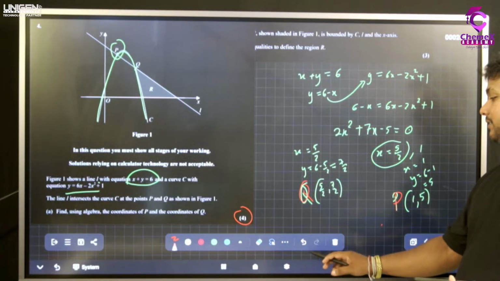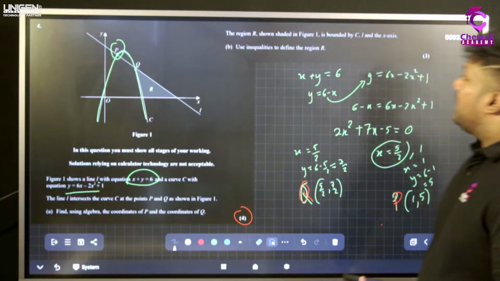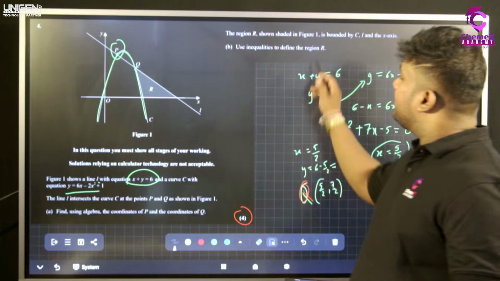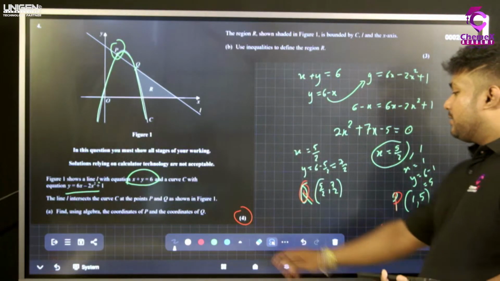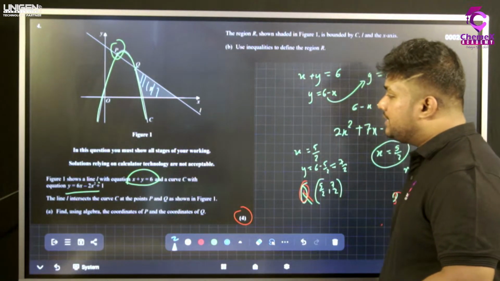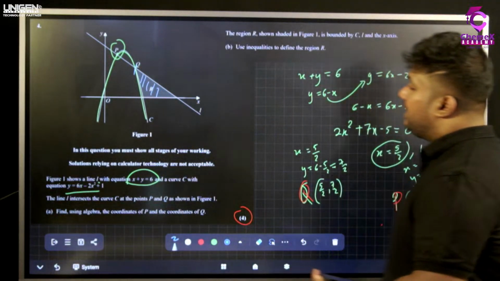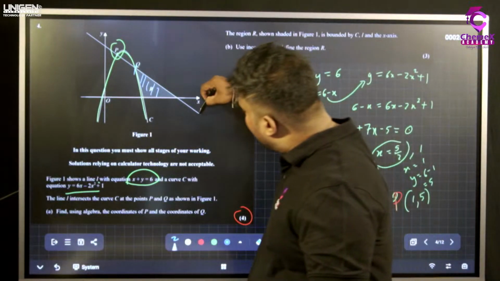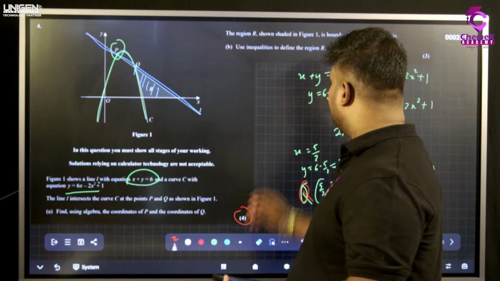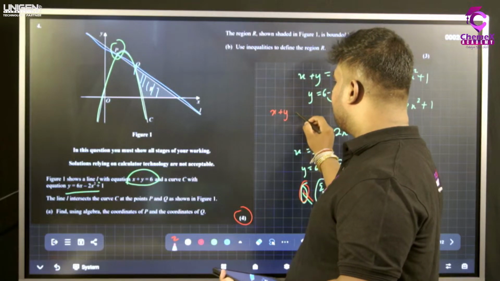Then the B part of the question. Region R is shaded, bounded by C and L. Using inequalities, show the region. This question always comes. So they are asking you to show this region as inequalities. Since you know those equations and we know the Q value also, we can write inequalities. It's going to be below the straight line. So what is the straight line? I'm going to use red color. The straight line is x plus y equals 6.